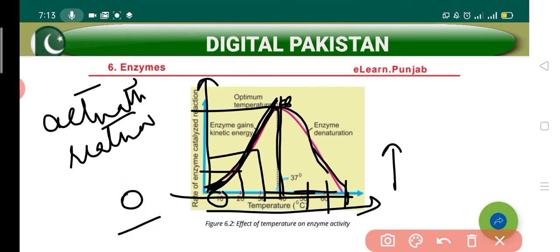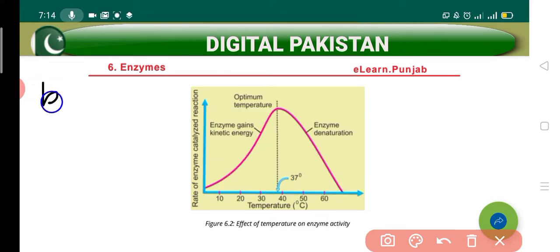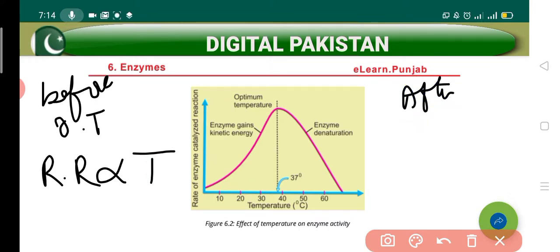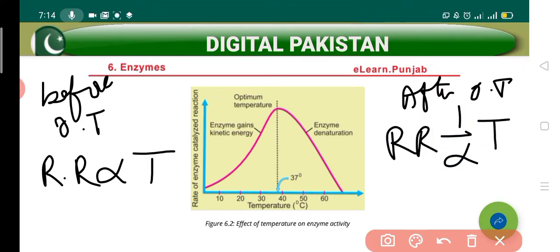So this proves that if you increase the temperature more than the optimum temperature, the rate of reaction is going to decrease. In simple terms, before the optimum temperature, the rate of reaction is directly proportional to the temperature. But after the optimum temperature, the rate of reaction is inversely proportional to the temperature. Is that clear to you? Hope you get that.